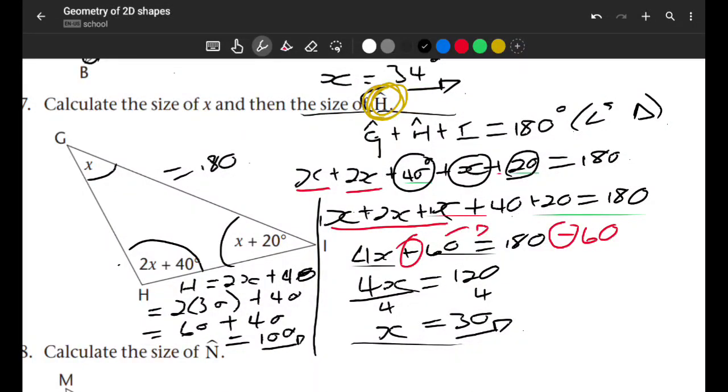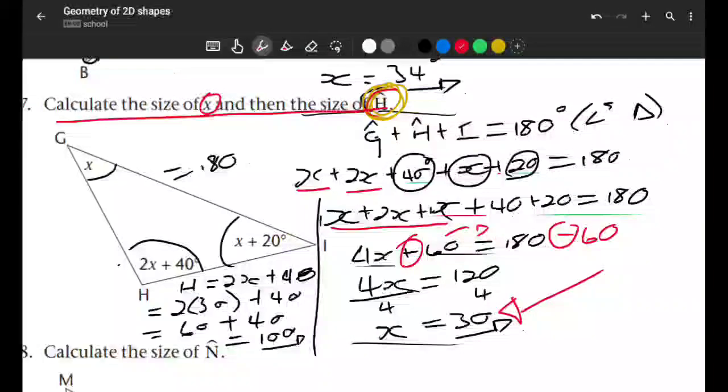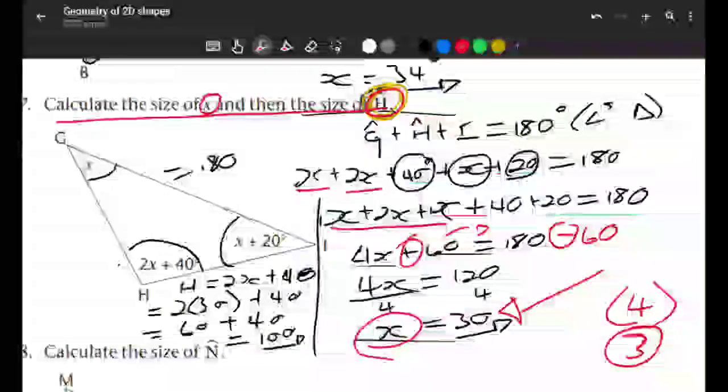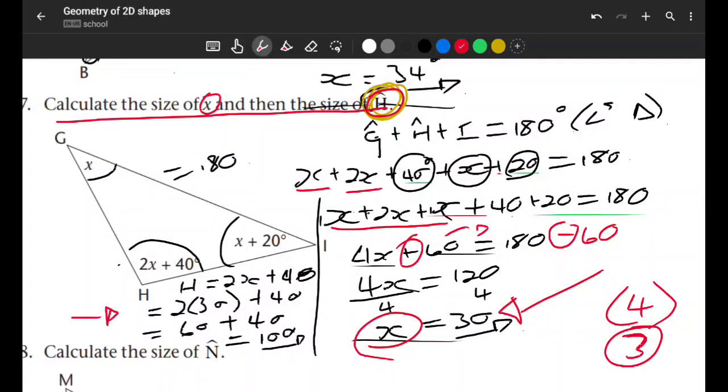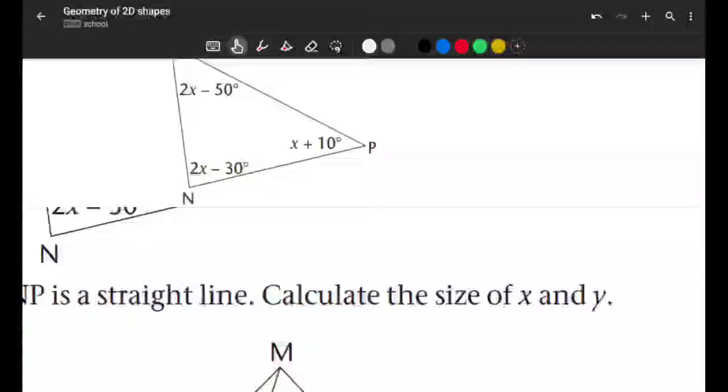Please do not stop once you get to this point. Always refer to your question and see what they're asking. They asked you to calculate x and they asked you to calculate h. When you calculate x here, if this answer is out of 4 marks, you only get maybe 3 marks. You didn't do this last part here. So always remember, you're leaving marks on the table.